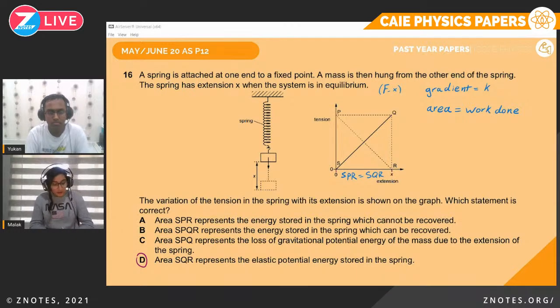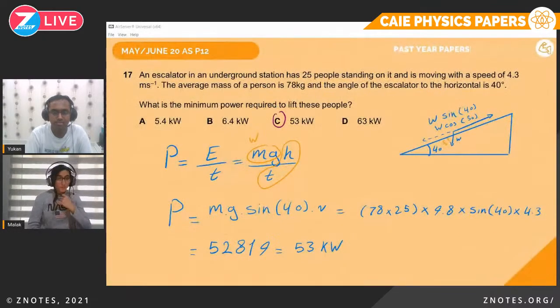G. The area SQR represents the elastic potential energy stored in the spring. Area SQR, right here, represents the elastic potential energy stored in the spring. That answer is correct because the area under the graph is the work done, therefore the energy. Anything you'd like to add?